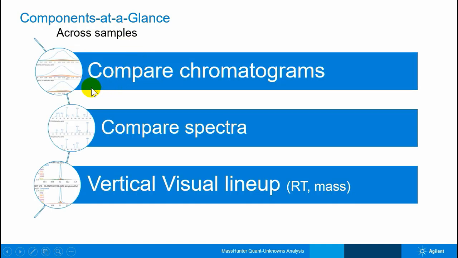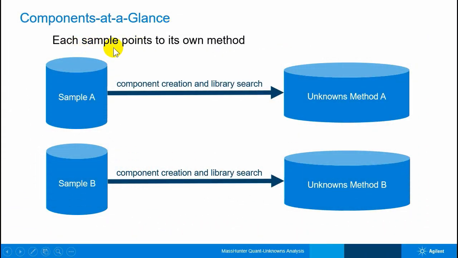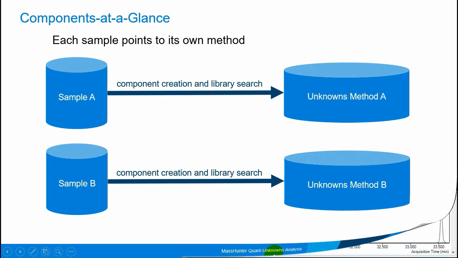For example, you can compare chromatograms, you could compare spectra, and you can see a vertical visual alignment with retention time and mass. Note that each sample points to its own method. So sample A can have its own component creation and library searching to find its hits, or sample B could have a different component creation and library search to see its hits.